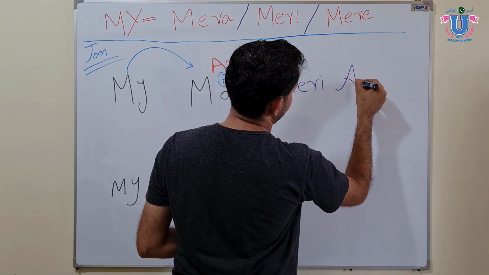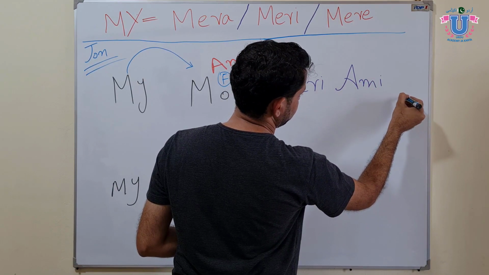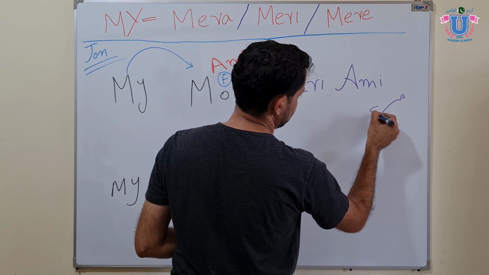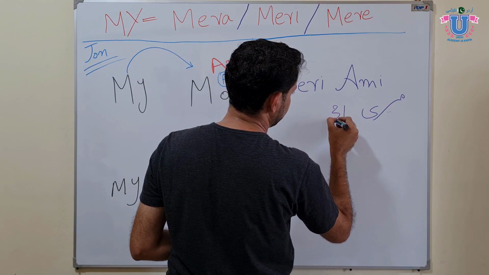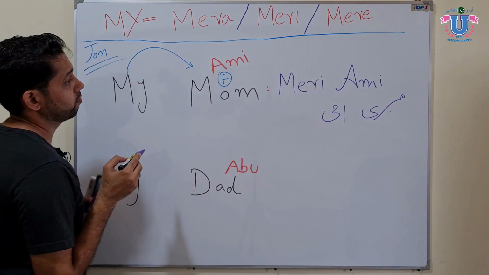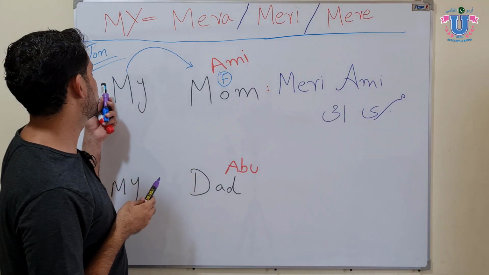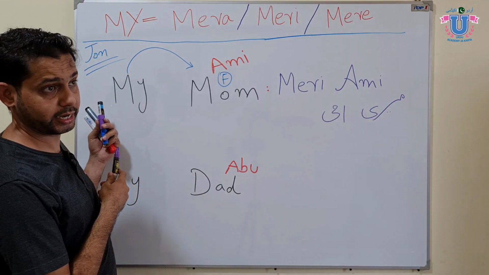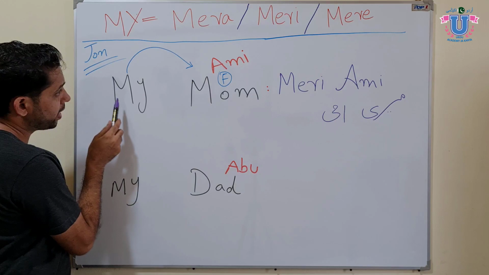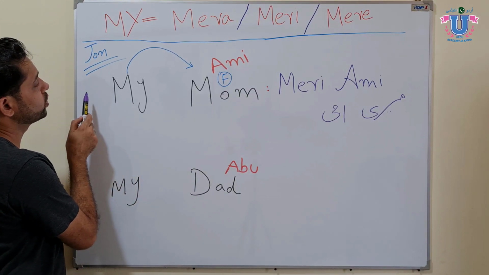Meri Ammi. In Urdu script, maybe you can write like this. Meri Ammi. Okay. Why do we say Meri Ammi? Even if John is a boy, Ali is a boy, the person who is talking here. No. The "my" doesn't show the gender of the person who is talking here.